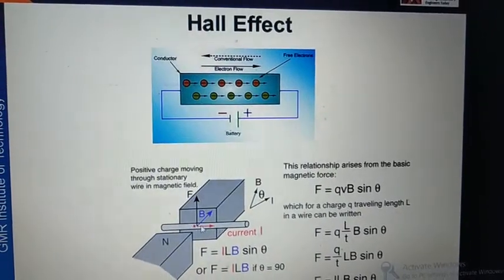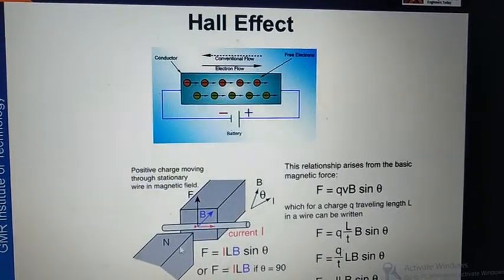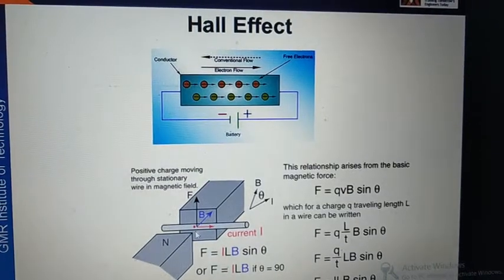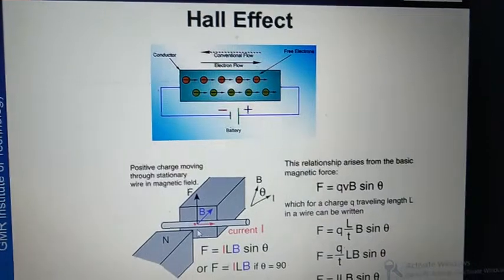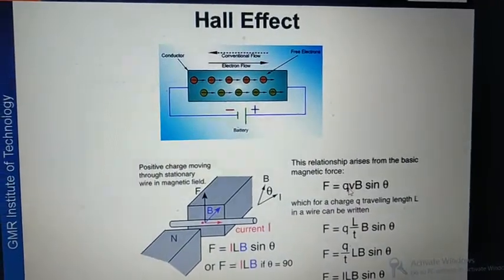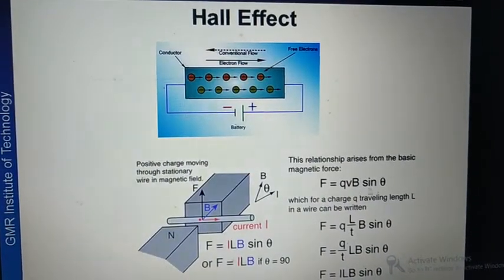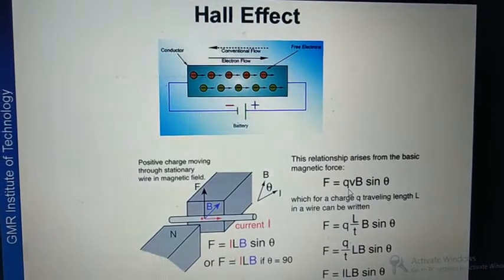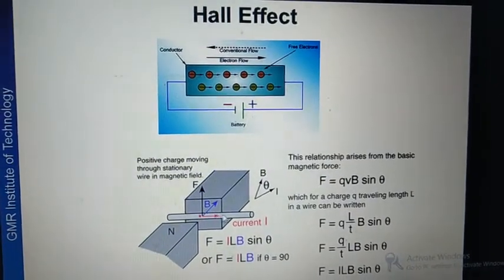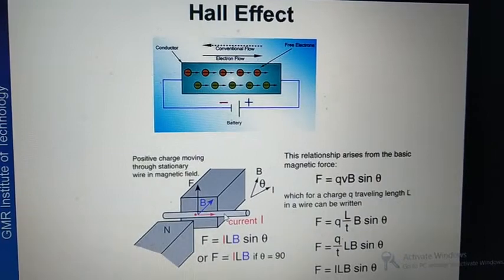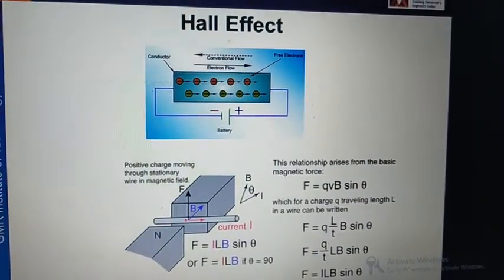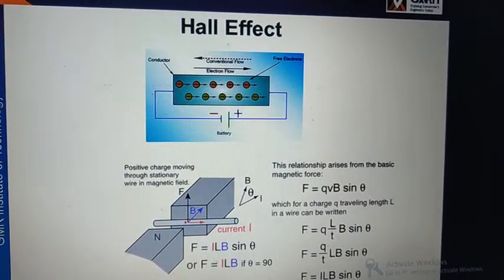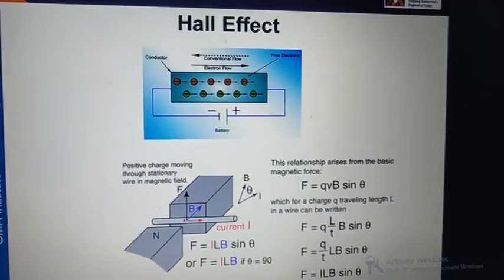Okay. Now the charges are moving like this, and if I apply a magnetic field to the charges which are moving, we know that by the Lorentz force, F is equal to QVB sin theta. What is Q? Charges that are moving. Here the electrons are moving, so the charges are moving and they are having certain velocity. That velocity is drift velocity.